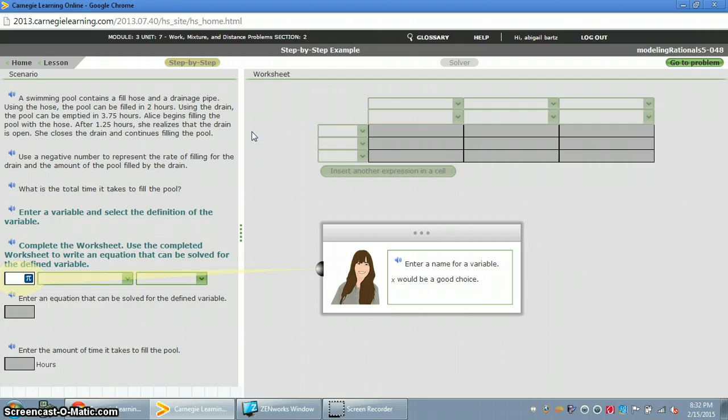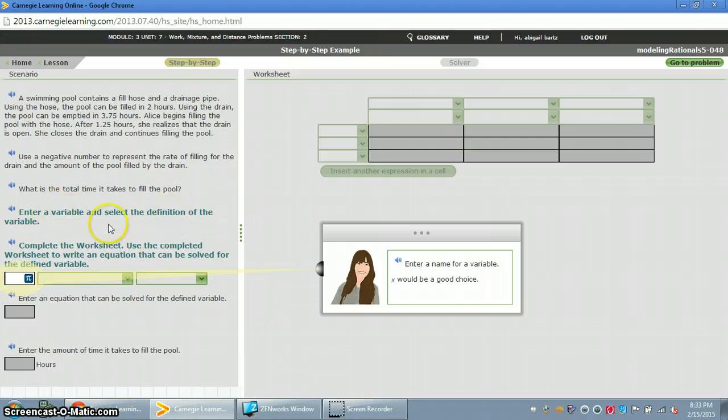Again, it says use a negative number to represent the rate of filling for the drain and the amount of pool filled by the drain. Makes sense because there's not anything going in. Technically, it's going out. The next question is, what is the total time it takes to fill the pool? So that's what we're going to eventually be solving for.